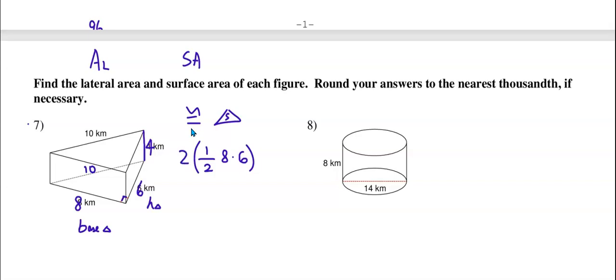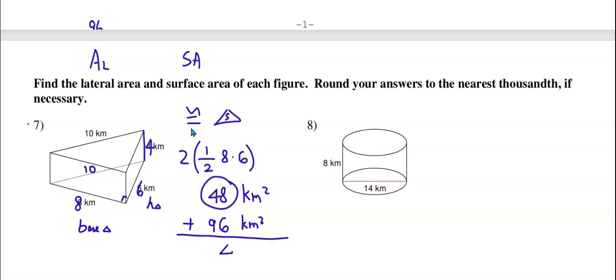So 2 times 1/2 is 1. 6 times 8, that is 48. That's the top base and bottom base area, plus the one we just found, the lateral area, added together. These 2 added together, that is 144 kilometers squared. It is our surface area.